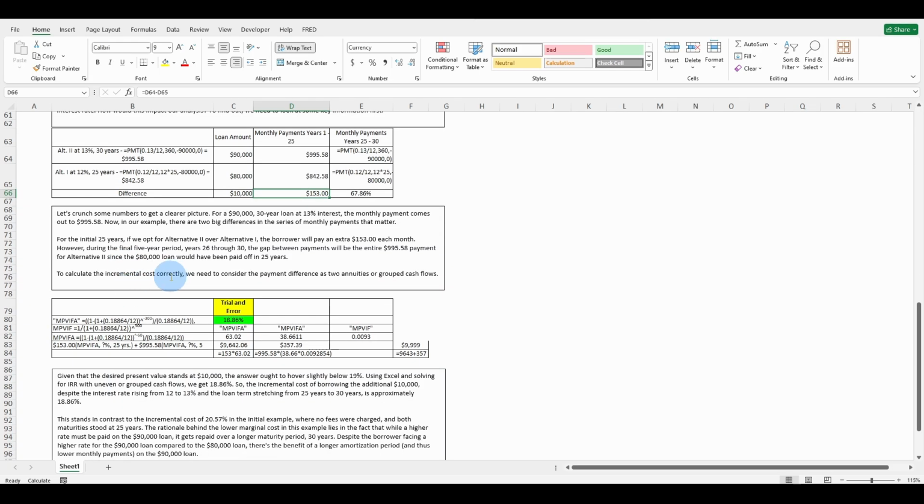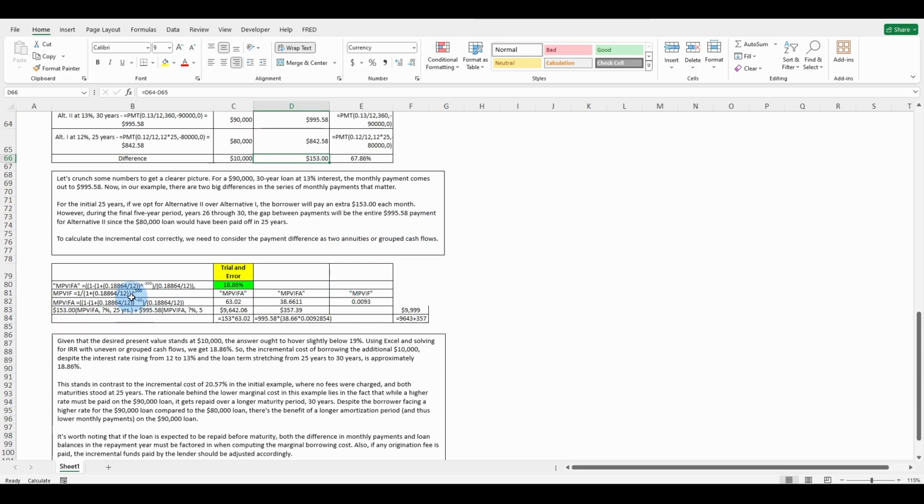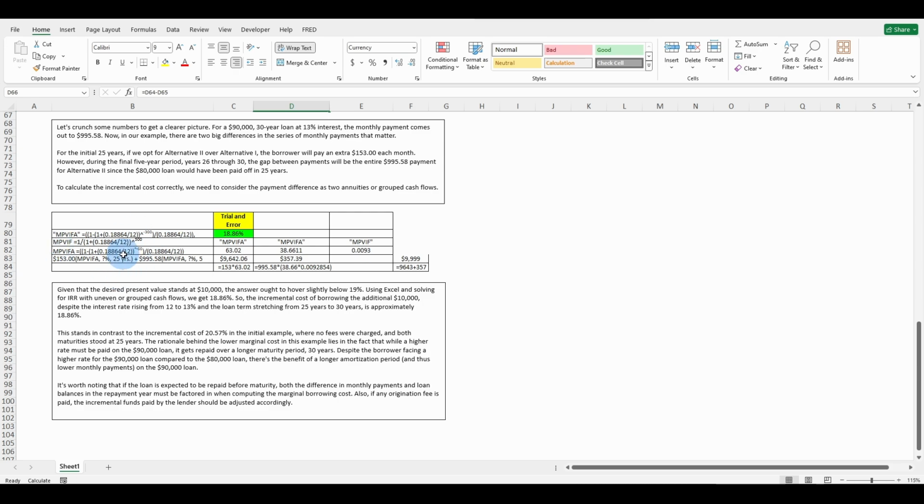To calculate the incremental cost correctly, we need to consider the payment difference as 2 annuities or grouped cash flows. Here we're going to have this scenario where we're going to use some factors. And I've been pointing out the annuity factors. Well, this is going to be an MPVIFA, a monthly present value interest factor annuity. And this will be an MPVIFA, and then this will be an MPVIF, which is a monthly present value interest factor. This is the annuity, and just the future value.